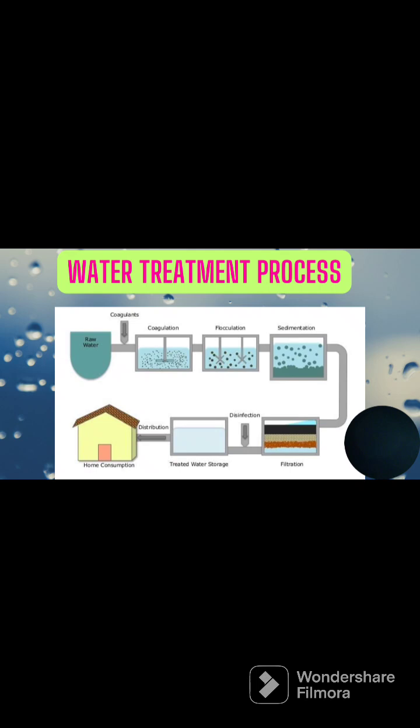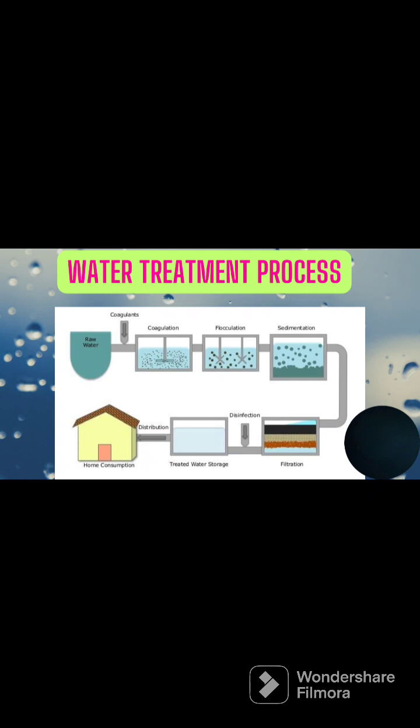So today's topic is the water treatment process. When the water reaches our house, it has basically undergone various processes such as coagulation, flocculation, sedimentation, disinfection, filtration, and then it comes to your house by the distribution process. How these processes happen, we are going to learn in today's session.